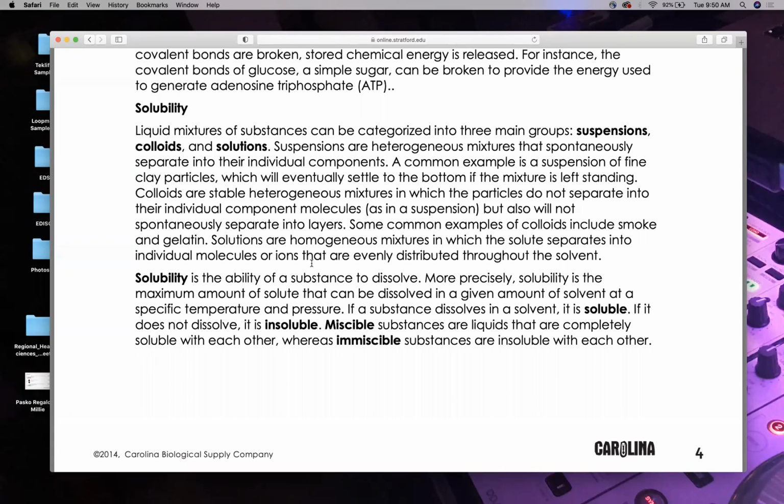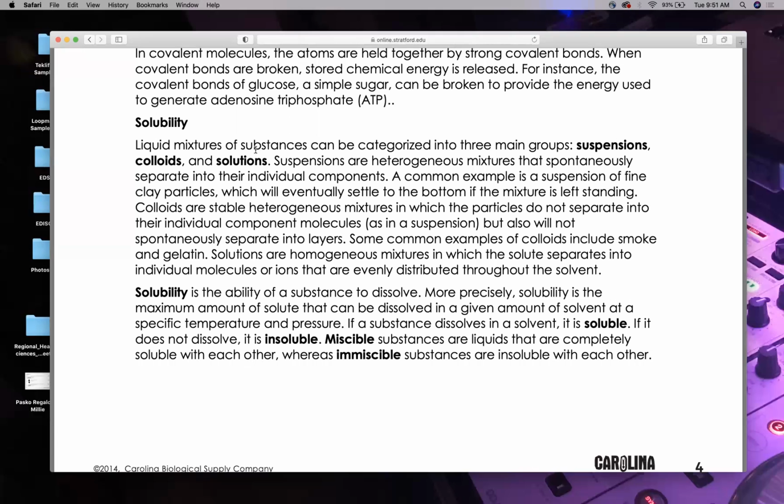We also talked about how if I take table salt, which is a solid, and I put that into water, it will break apart that table salt into its separate ions, sodium and chlorine, right? The sodium will be attracted towards the partial negative charge of water, and the chlorine will be attracted to the partial positive, okay? Because remember, opposites attract. And then it will pull it out into solution.